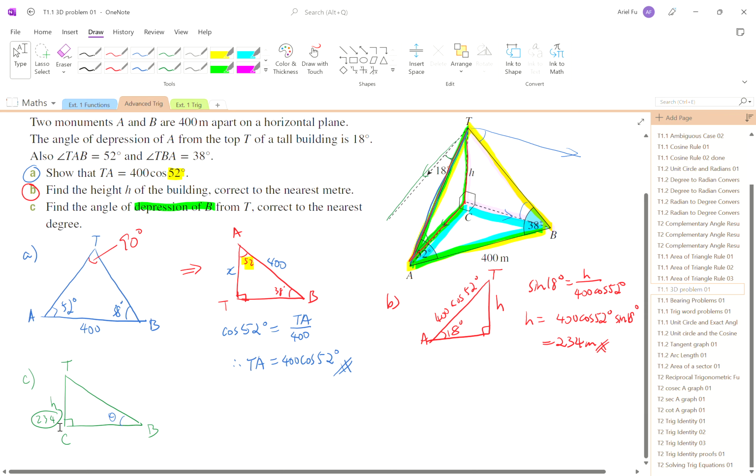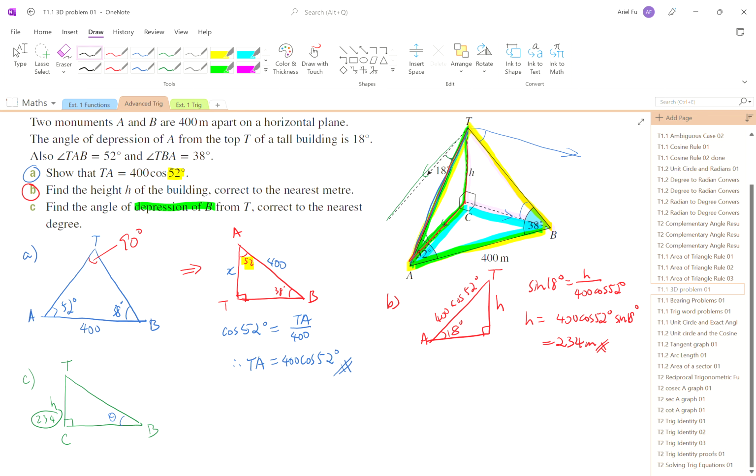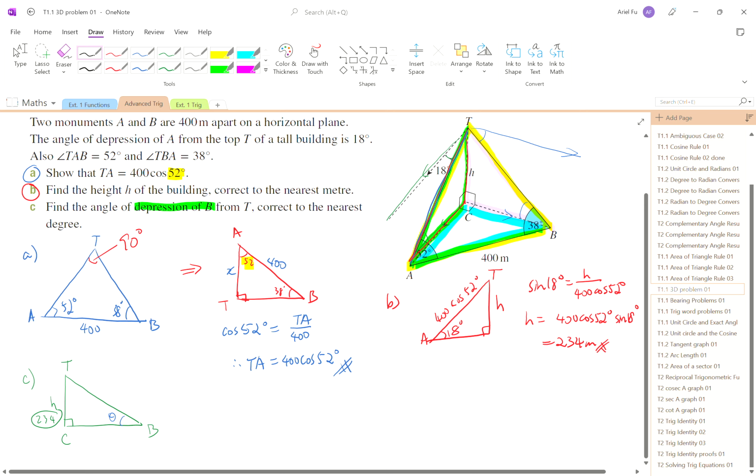I know this 234 length for the height. I need one more length of this triangle in order to figure this out. I don't know what CB is, and I don't know what TB is. As long as I find out one of them, it's okay. I've never really used this triangle over here, but can you see how that TB over here is part of this first triangle we're talking about here? So we already figured out in the first part that TB is this. Okay, so TB, we're talking about this part.